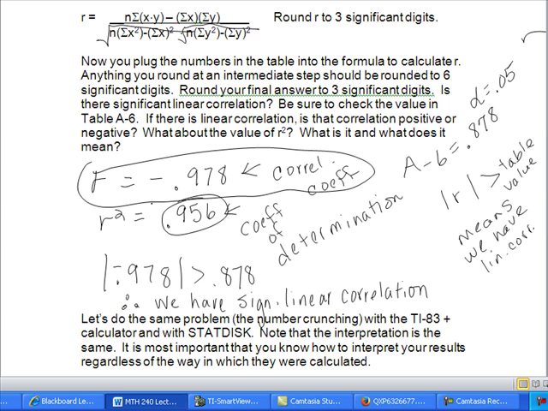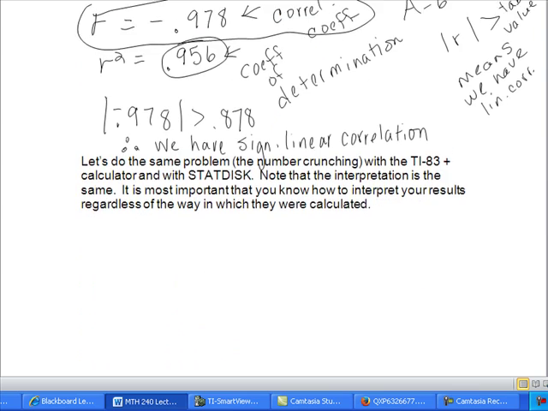So we actually have done the same problem with the TI-83. I made you do the difficult part. I had you do it with the formula. And knowing that most of you will never again try to do it with the formula, I did it with the calculator. And we'll leave stat disk. Perhaps we'll do that at another time, but I think I'll leave that off for now.